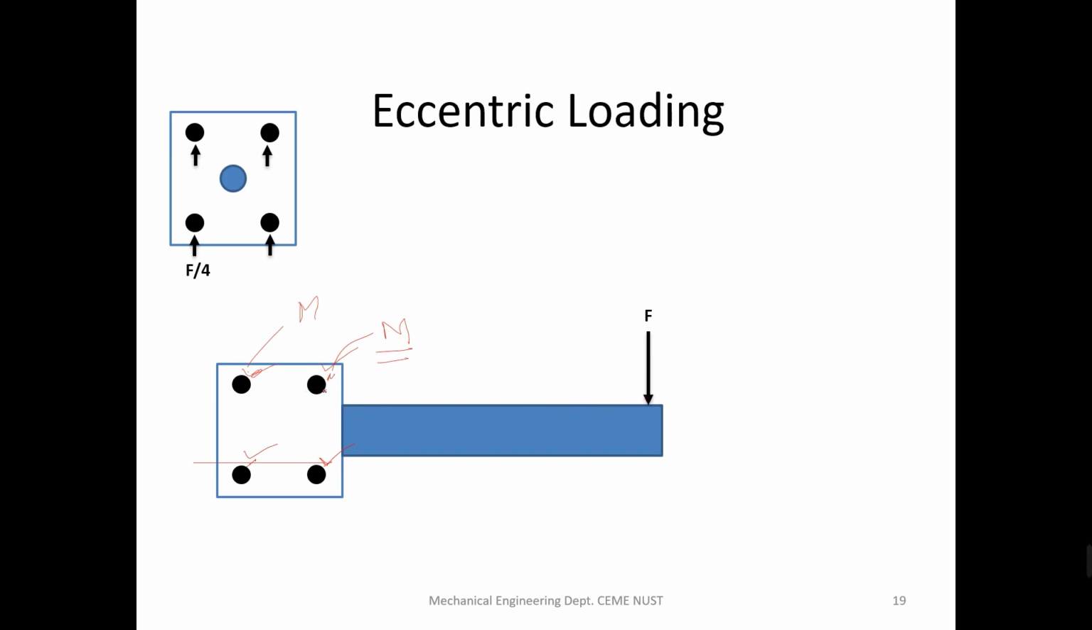So we need to calculate the force plus the force due to moment, and the bolt which is resisting the maximum amount of load, we need to design that bolt. The remaining bolts will be safe because on those bolts the force will be less compared to this one bolt. So this is the case of eccentric loading.